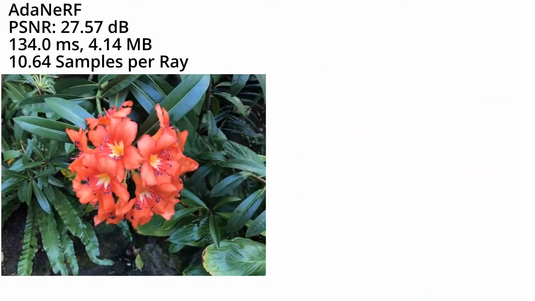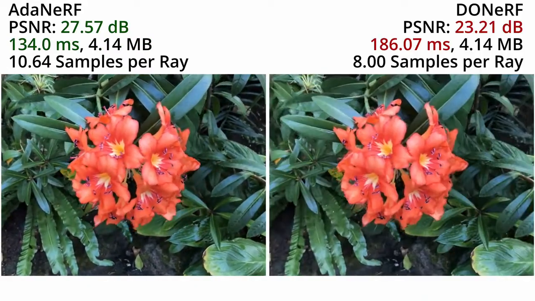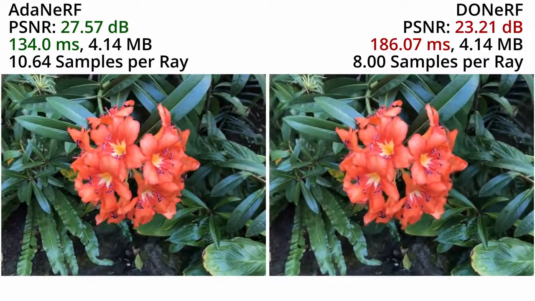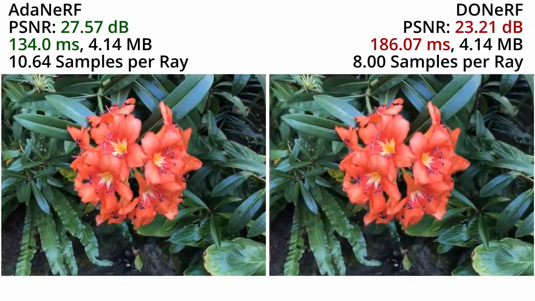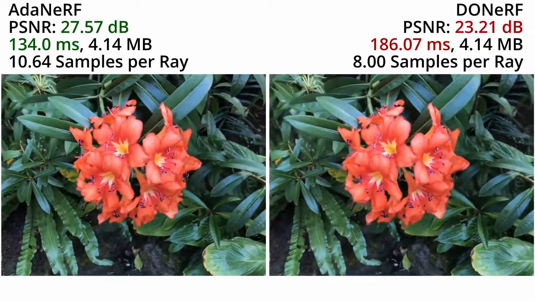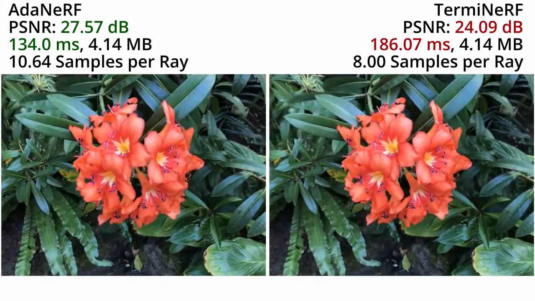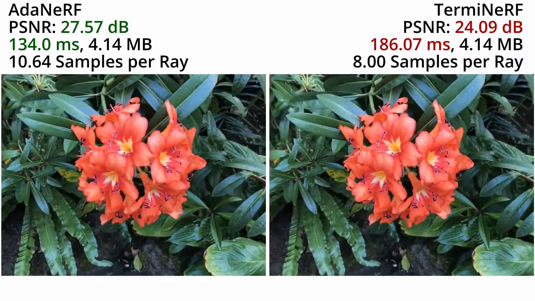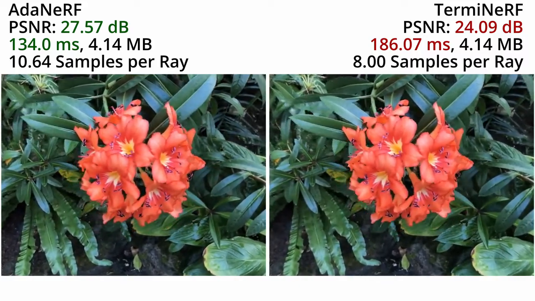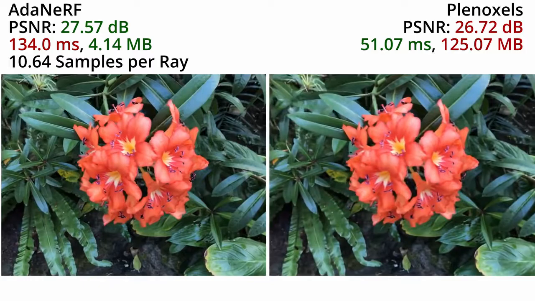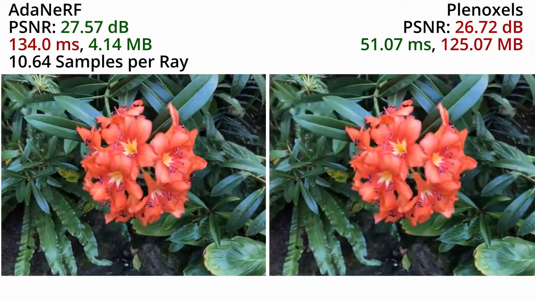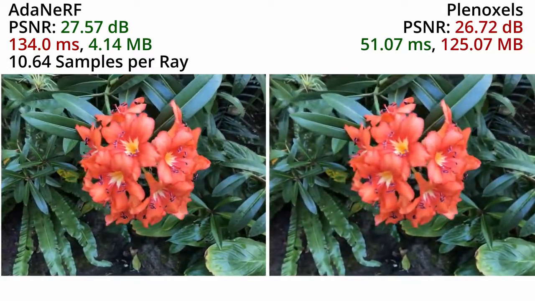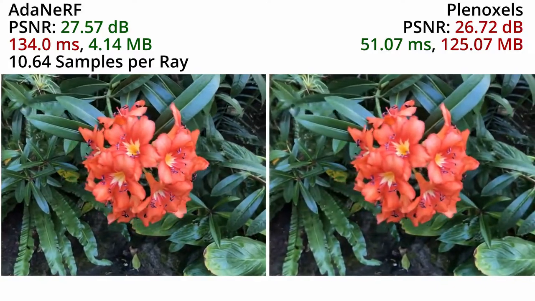The flower dataset again highlights that AdaNeRF is able to place more samples around depth discontinuities, leading to fewer artifacts compared to DoNeRF. The same is true when comparing against TermiNeRF, where black holes also appear at the thin leaf structures. While Planoxels requires only 30 times more memory than AdaNeRF to represent this dataset, it again creates an overall slightly blurry output.